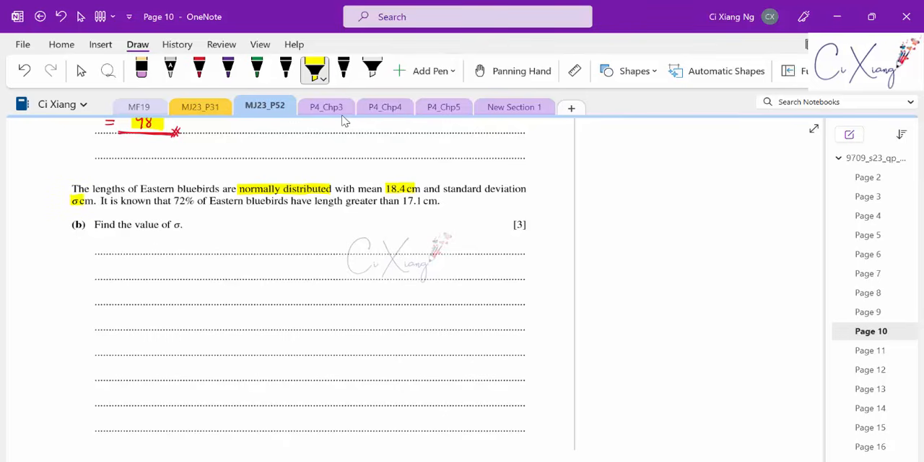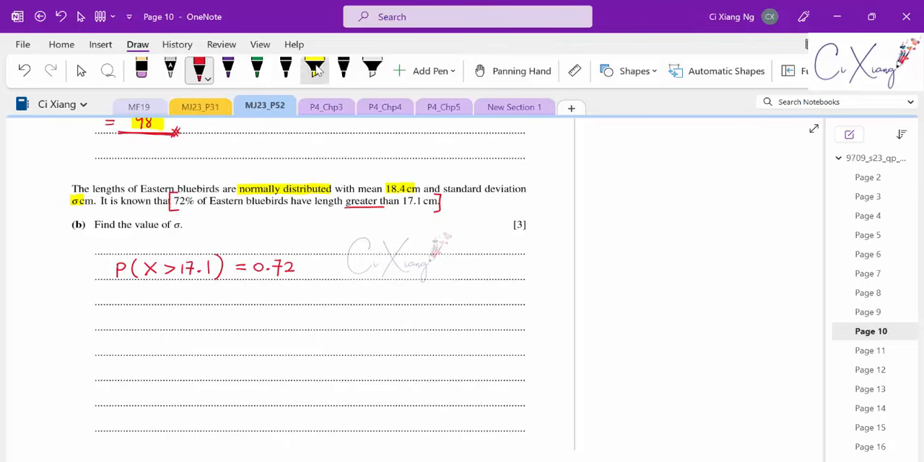It is known that 72% of the eastern bluebirds have length greater than 17.1. Okay, so this particular sentence, actually we can express it in a symbol form. So we are talking about probability, right? And then the eastern bluebirds, let's say I still assume it as x. Okay, now the x become eastern bluebirds already, have length greater than 17.1. Okay, and it is actually 72%. So that means that if I convert into a probability, it will be 0.72.